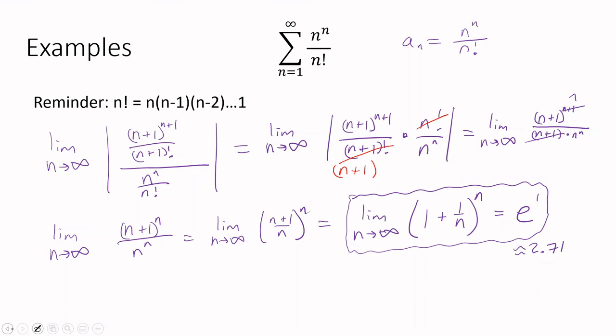So I go back to my ratio test and I say, okay, my L is bigger than 1, approximately 2.71. That's bigger than 1, so diverge. All done. So ratio test, get your limit, see what happens.